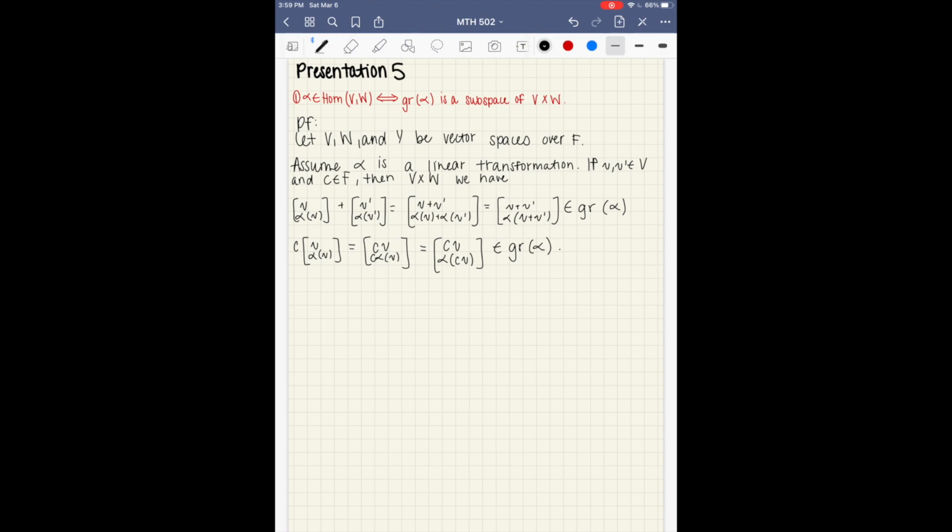So we showed it under both addition and scalar multiplication. So then we can say that the graph of alpha is a subspace of V times W. So that is the right way. Now we're going to prove the left way. So now we're going to assume that the graph of alpha is a subspace of V times W.